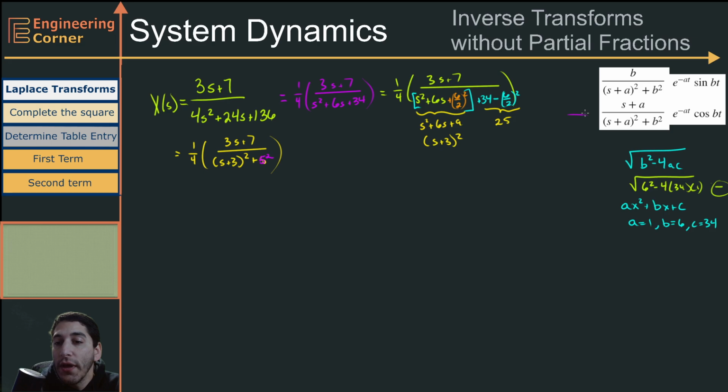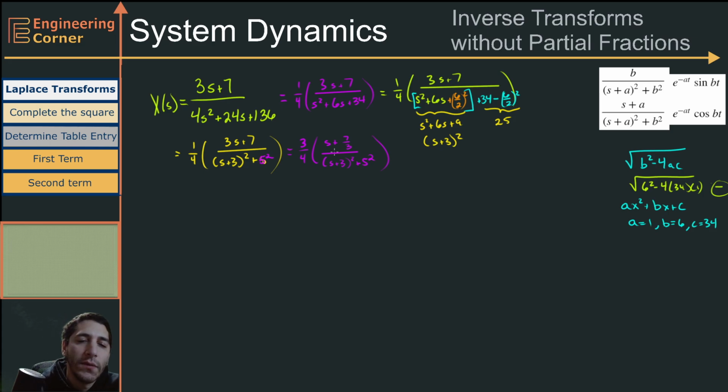Now, I'm going to start with this second table entry because I see there's an s term. The first one doesn't have an s term. So maybe if I get lucky, I'll be able to get it into this form very easily. So first, let's write this 1/4 times, what do I need to do here? Well, I can take a 3 out. So if I take a 3 out, then that's equal to s plus 7 over 3 divided by s plus 3 squared plus 5 squared.